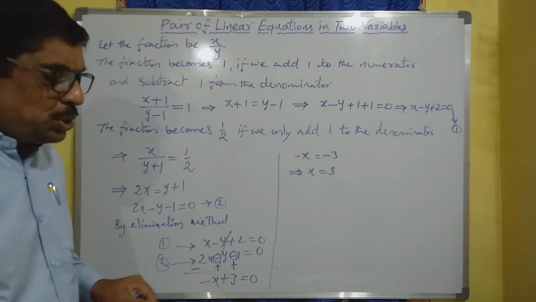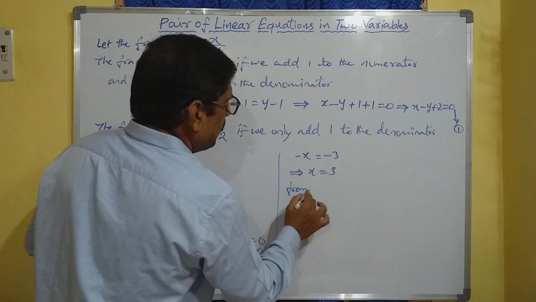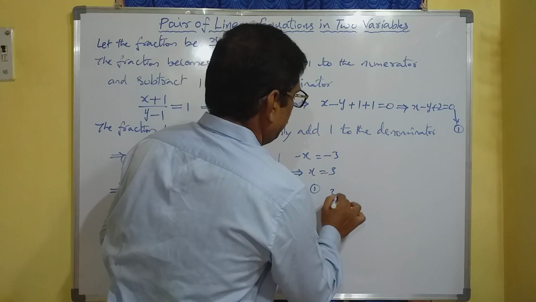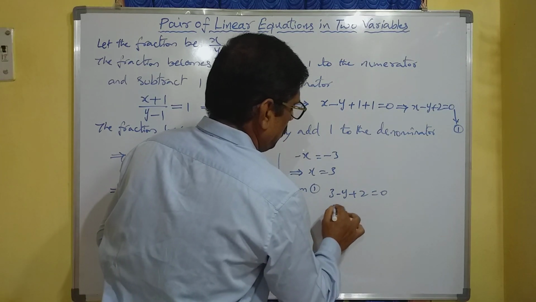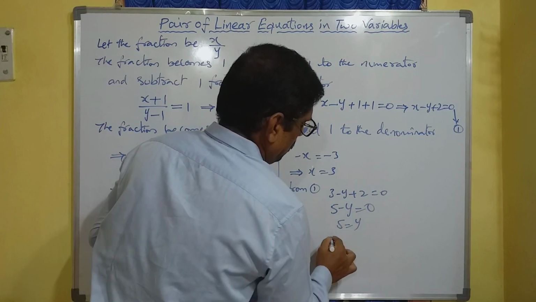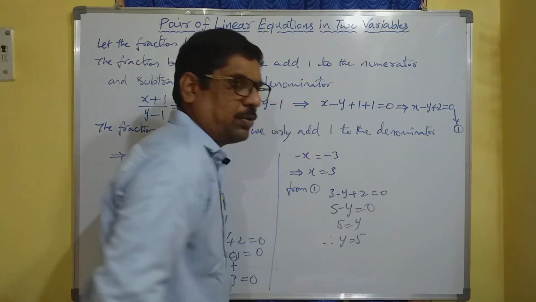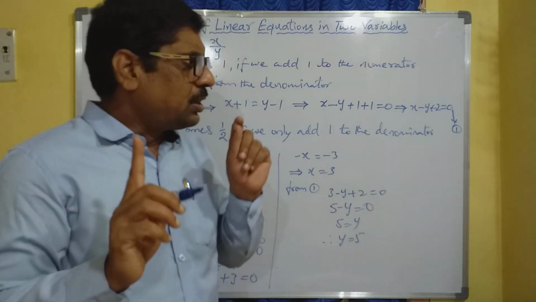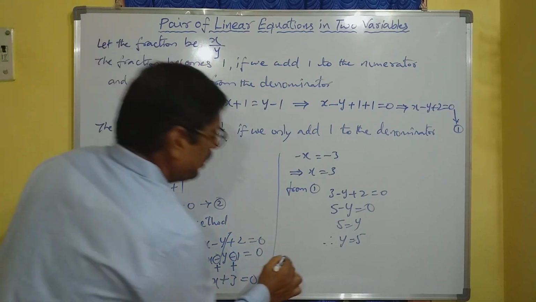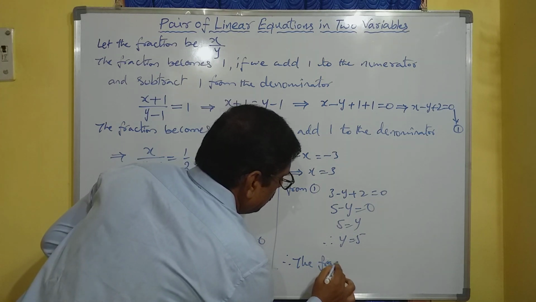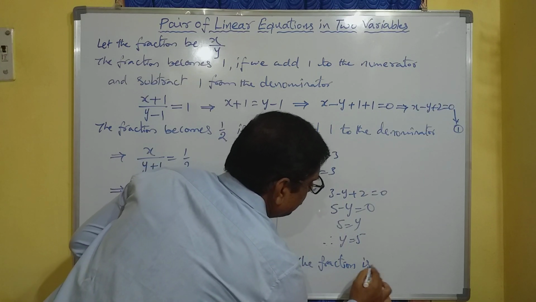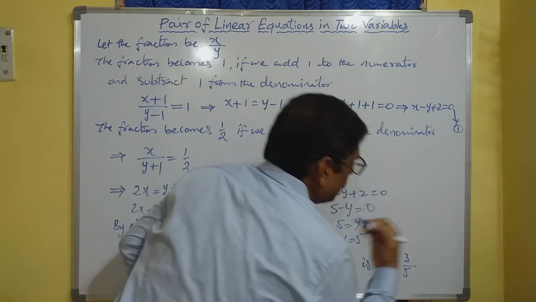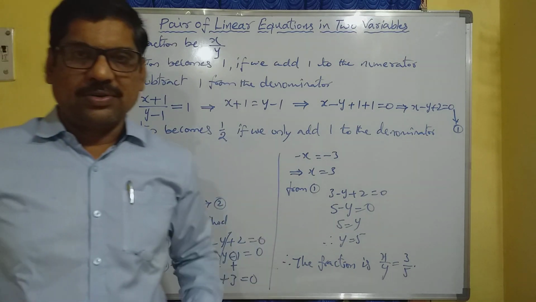Now substitute this x value in one of the given equations. What is the first equation? x minus y, that is 1 minus y plus 2 is equal to 0. 3 minus y is equal to 0. Therefore, y is equal to 3. Now, what is the fraction we have considered? The required fraction is x by y. Therefore, the fraction is x by y, that is equal to x value 1 and y value 3. Therefore, 1 by 3. That is the answer. Okay.